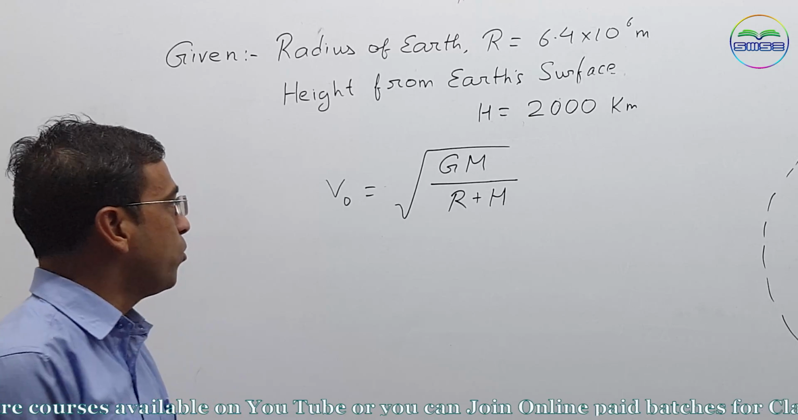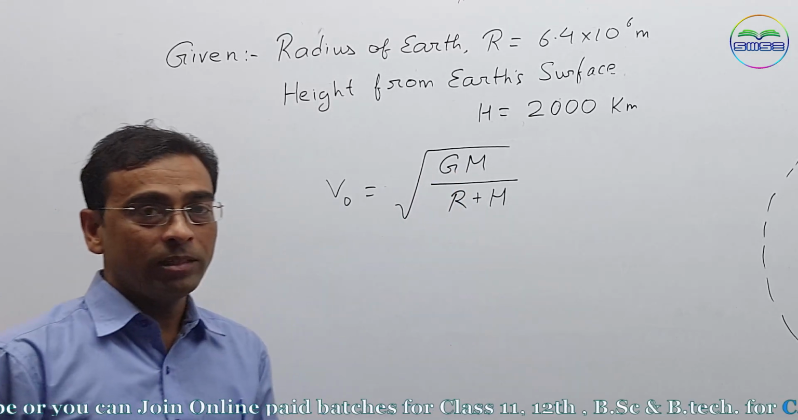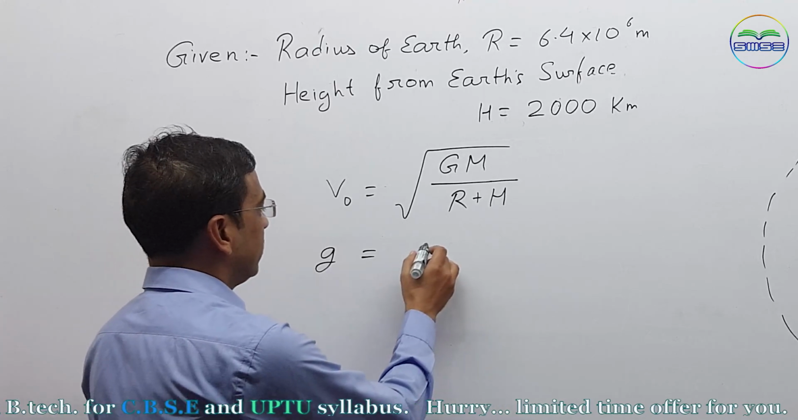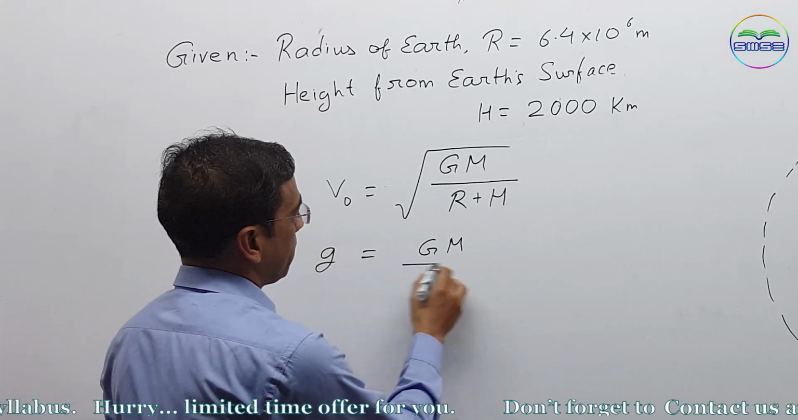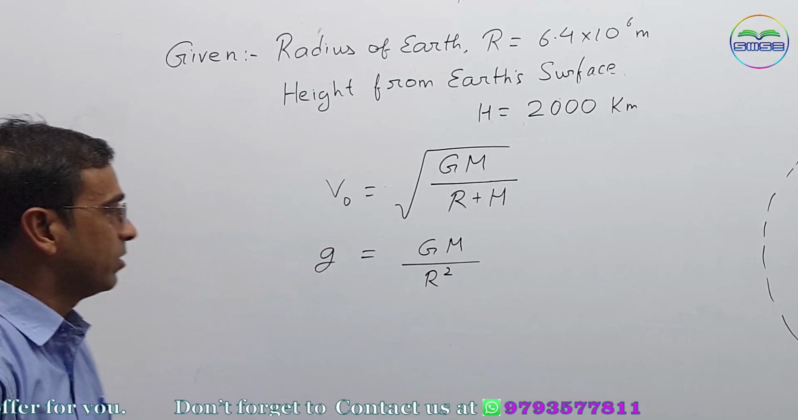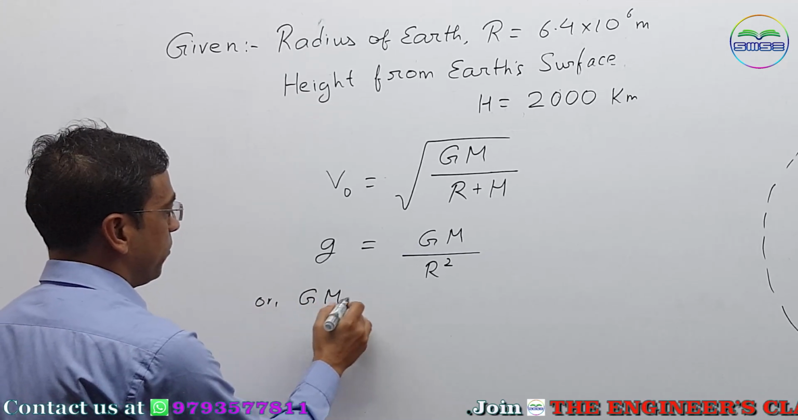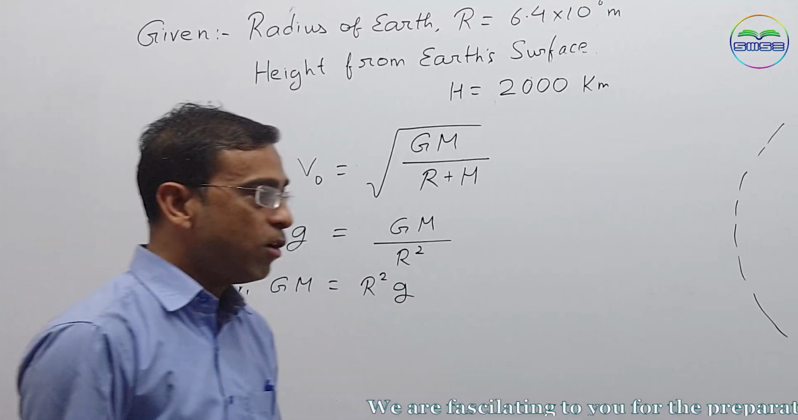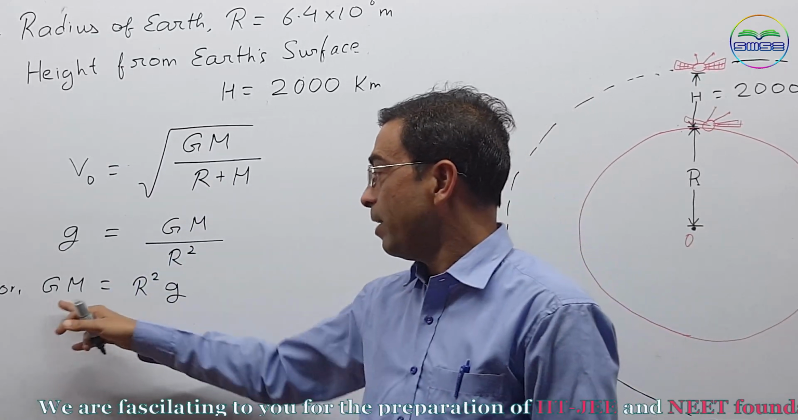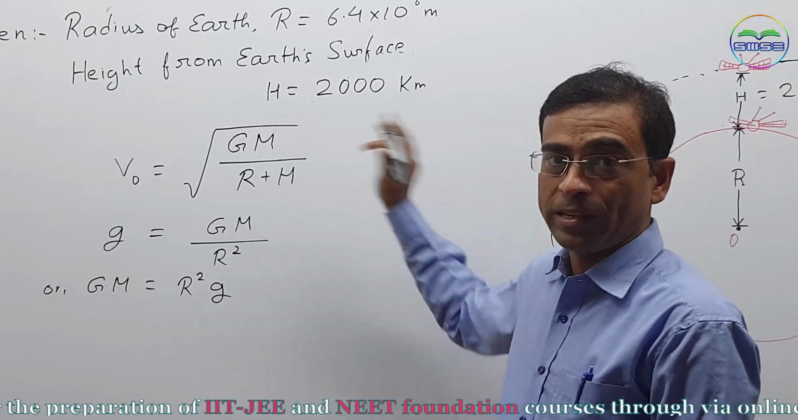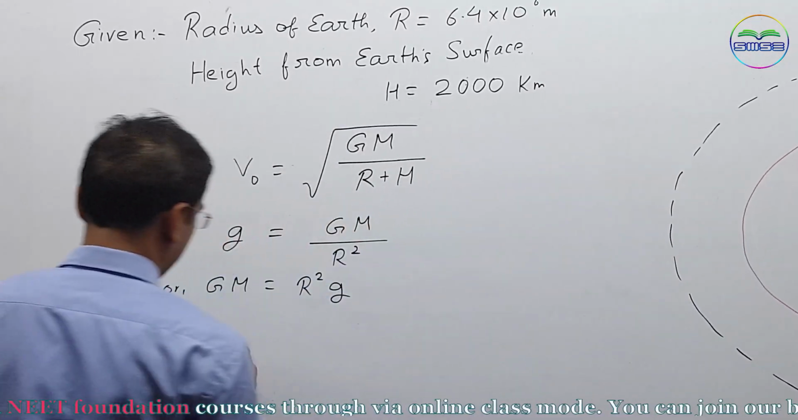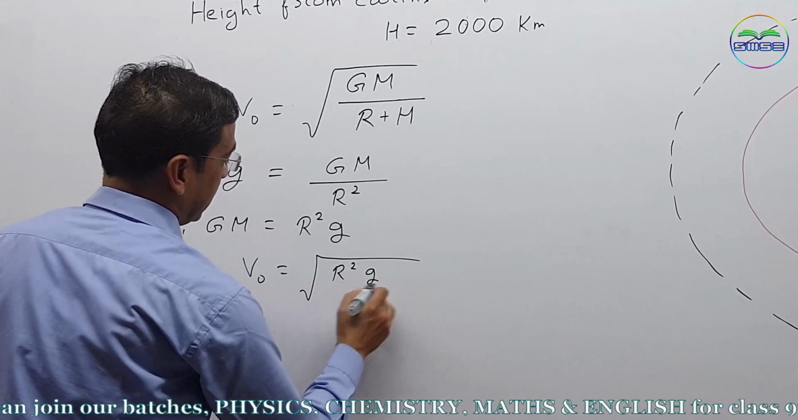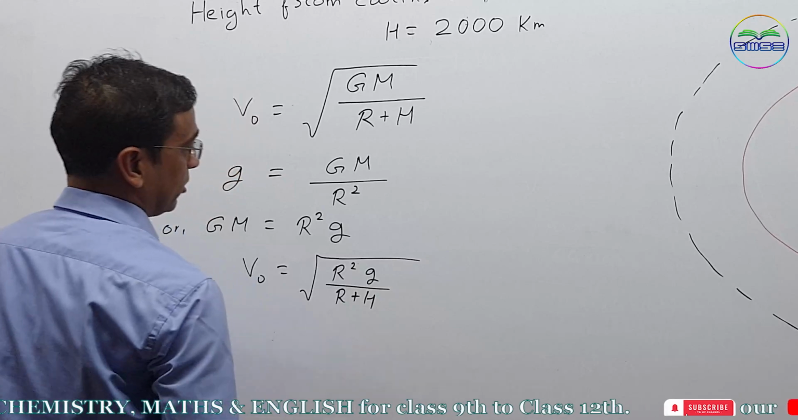And again we have to find the value of GM in another form. As we know, gravitational acceleration also relates as GM by R square. So our GM will be equal to R square g. Now putting the value of the product of G and M in this equation, we have orbital velocity equal to the square root of R square g divided by R plus h.